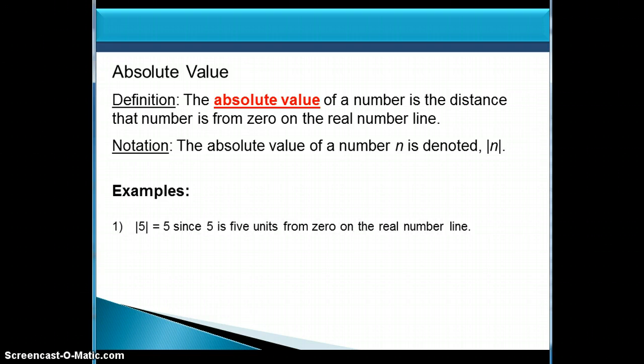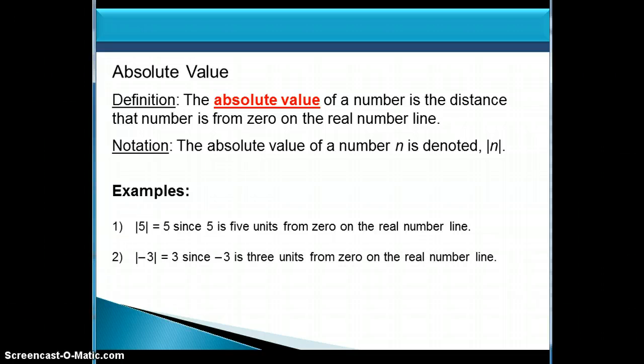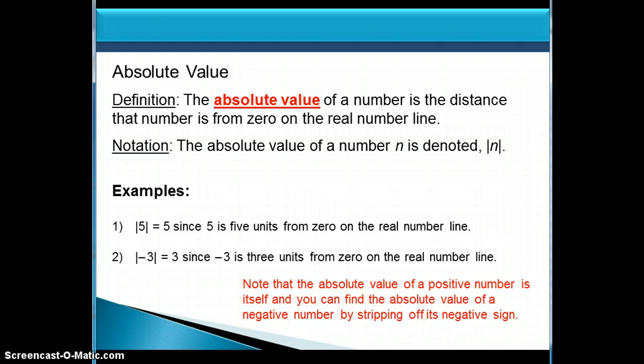So for example, the absolute value of 5 is 5, since the number 5 is 5 units from 0 on the real number line. And the absolute value of -3 is +3, since -3 is 3 units from 0 on the real number line. So note that the absolute value of a positive number is itself, and you can find the absolute value of a negative number by simply stripping off its negative sign.